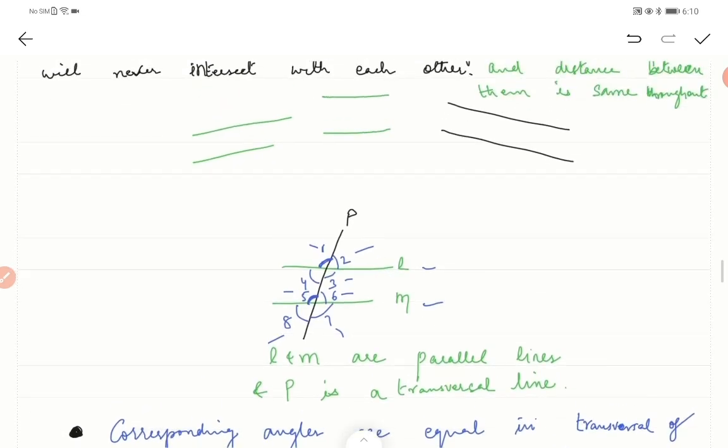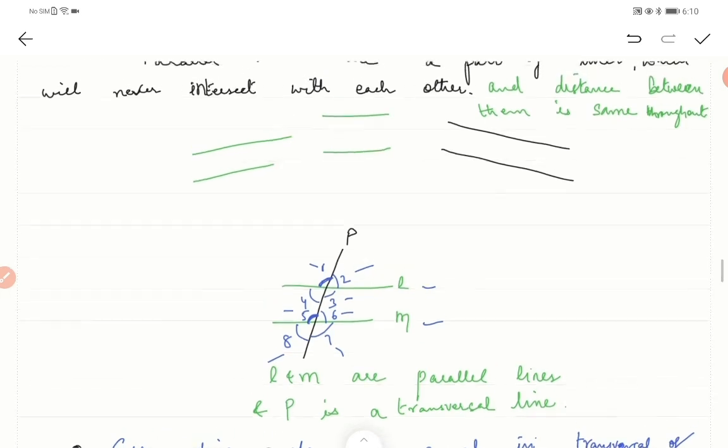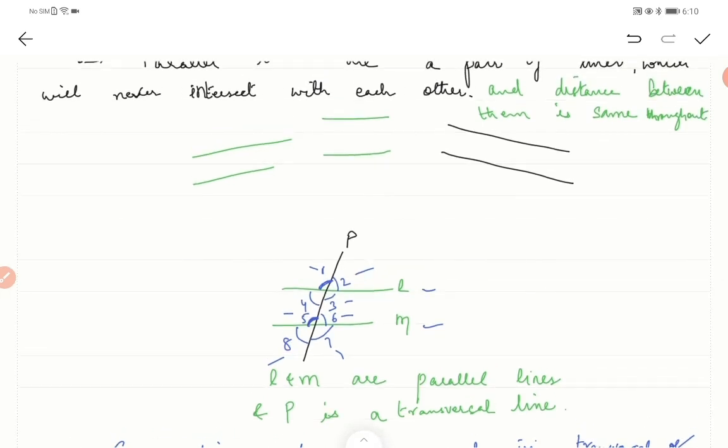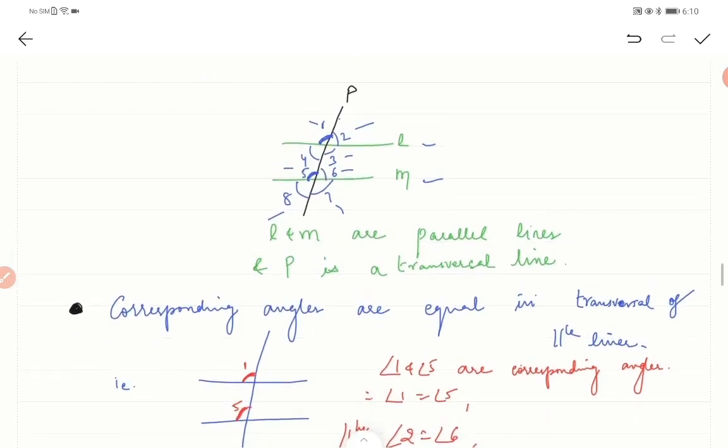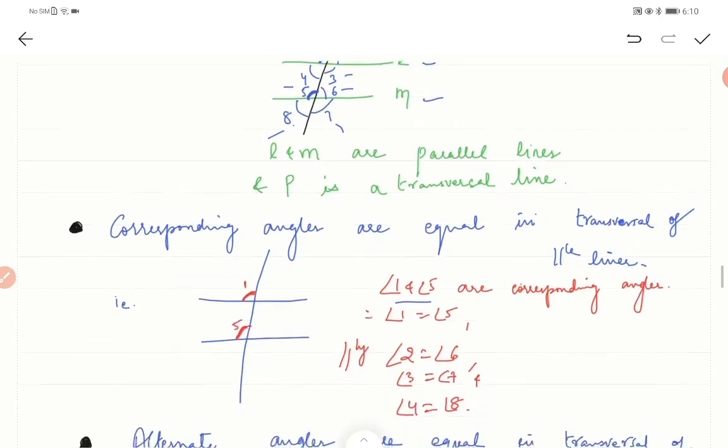Alright, now what about corresponding angles? The only difference is that corresponding angles here will be equal. For example, what is the corresponding angle for this? The angles which lie on the same position, which have the same position. So angle 1 and 5, isn't it? 1 and 5, and then angle 4 and 8.